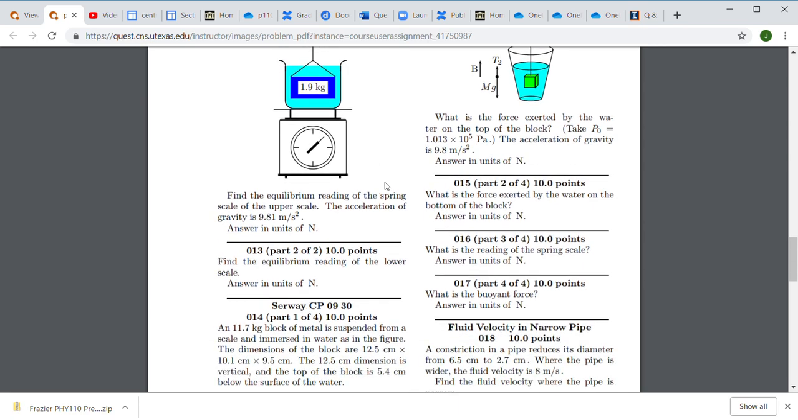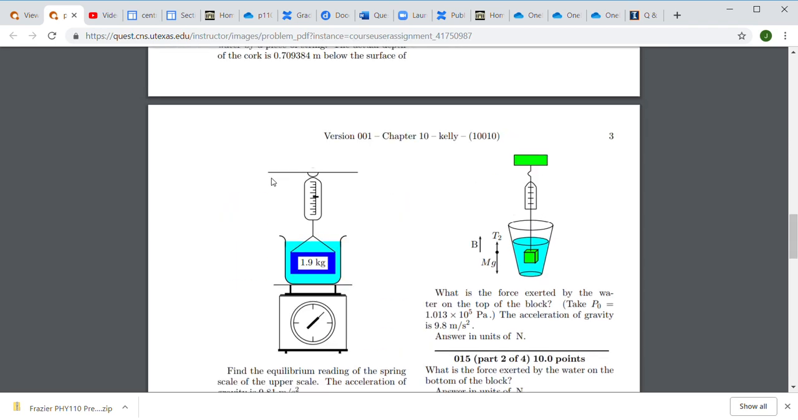Find the equilibrium reading of the spring scale on the upper scale. Okay, what does this spring scale read up here? To do that, we can do a free body diagram for the 1.9 kilogram mass. What forces does it have on it? Well, it has a tension T going up, and that's what we want to know. The tension T should be the reading on this spring scale. Tension T going up, a buoyant force going up, and a weight force going down. So we know the weight force, it's 1.9 times 9.8.